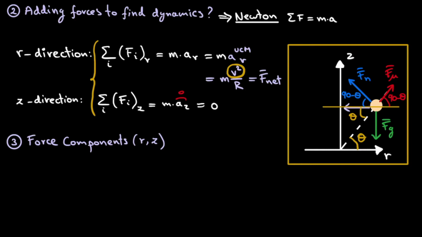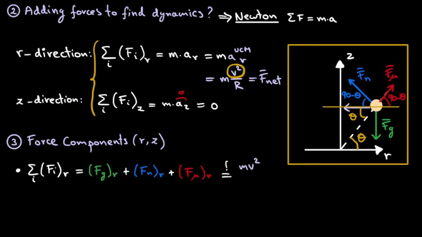Now that we have identified these angles, we can write down the left hand side of our two equations, the sum of components of our three forces. First, we have the sum of the radial components. We have of course the radial component of the force of gravity plus the radial component of the normal force plus the radial component of the frictional force. And this has to be equal to the right hand side, which is mv squared divided by capital R.